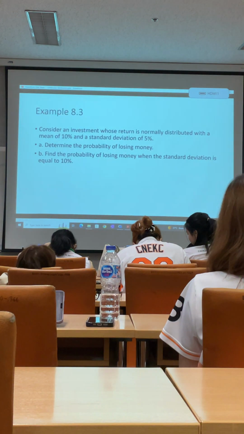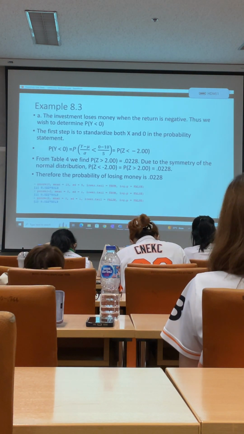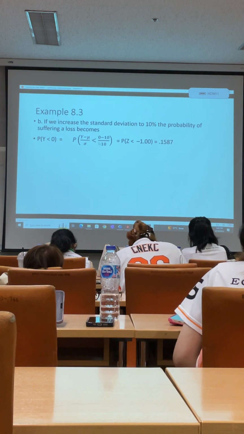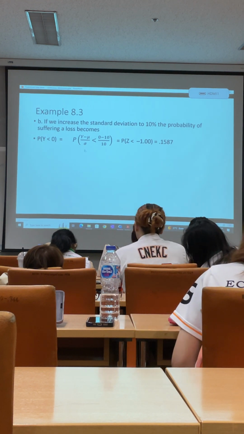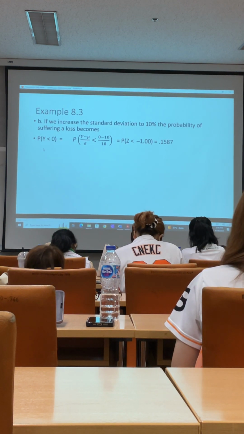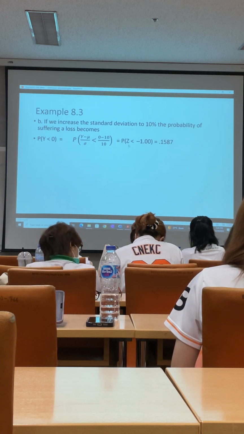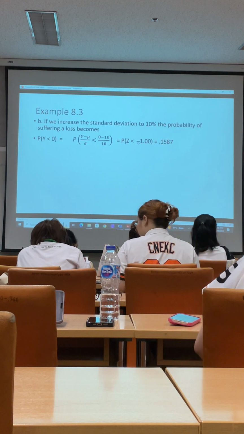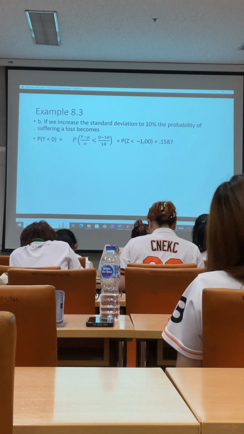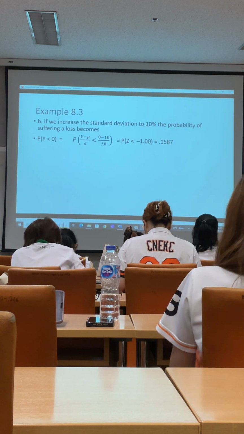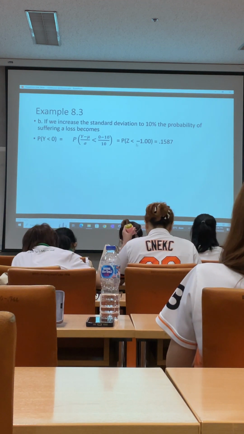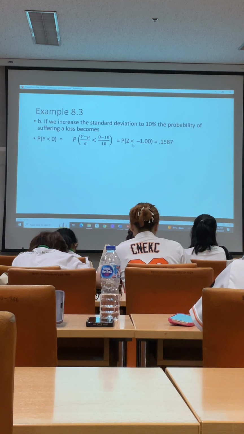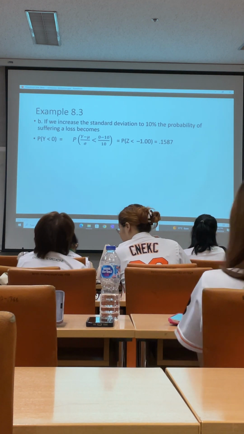Okay, so let's work out the number. So now the SD has to be 10, right? So now you can see that the probability of losing money is not Z less than -2 anymore, but Z less than -1 because we have a bigger SD. Okay, so that would be equivalent to the probability of Z greater than 1, right?